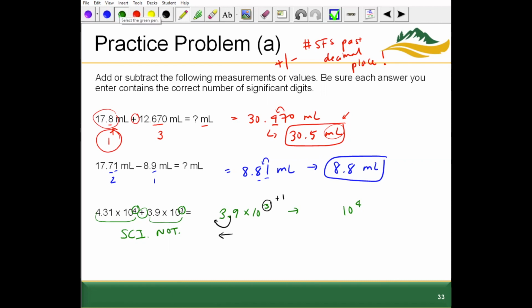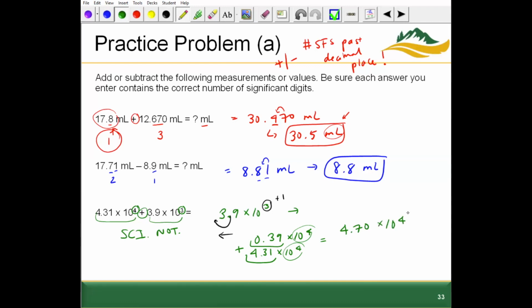So when we rewrite this, it becomes 0.39 times 10 to the fourth. Now we're ready to take this and add 4.31 times 10 to the fourth. These have the same exponent now, meaning we can just add these together because we were told to add. Then we'll keep this part of the final answer the same. So that becomes 4.70 times 10 to the fourth.